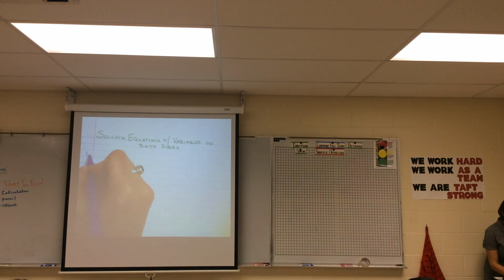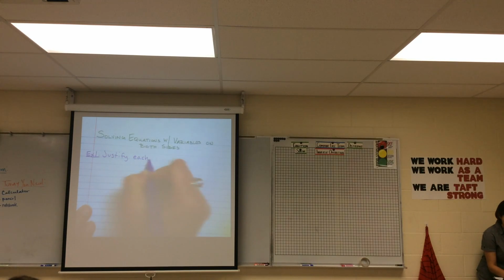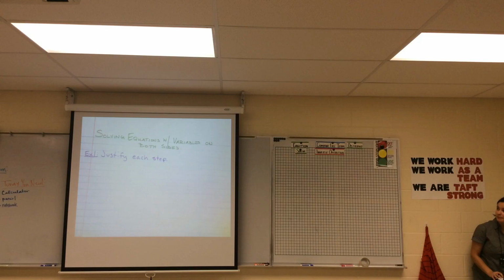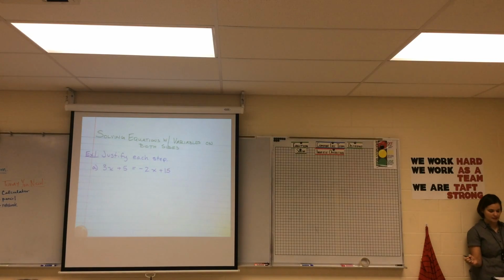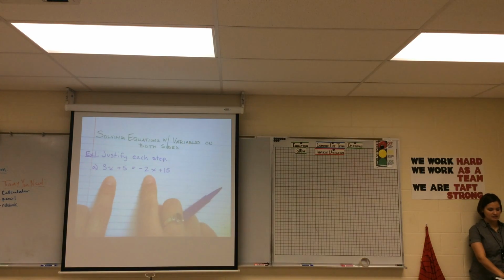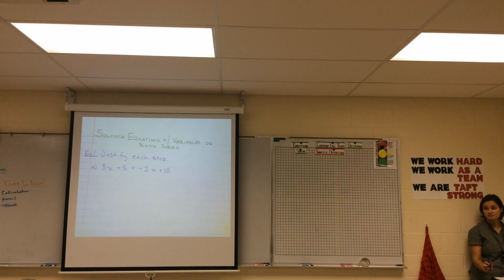So example 1, my directions are going to be to justify each step. All right. So I'm going to give you the equation 3x plus 5 equals negative 2x plus 15. So notice this is where that with variables on both sides comes in. So you have 3x on the left, negative 2x on the right. Remember last week we had a variable just on one side.